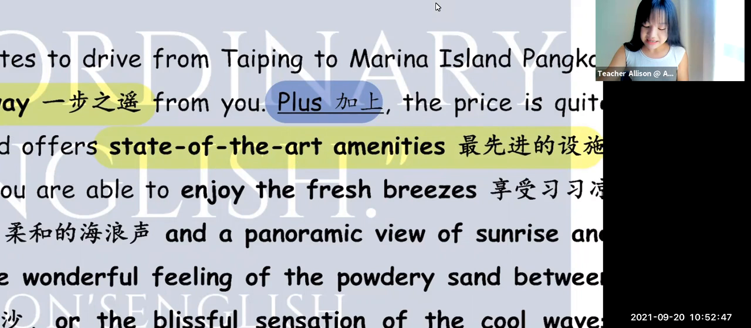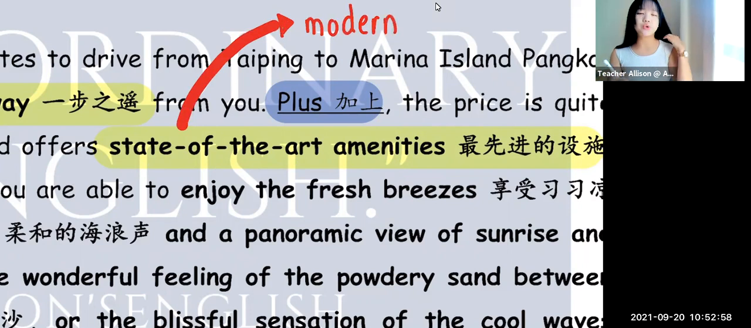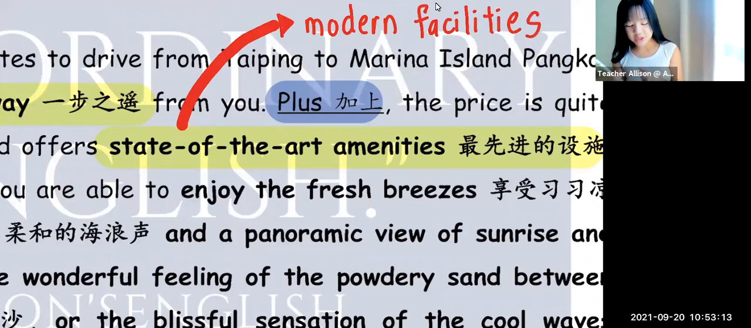Well, state-of-the-art, in simple terms, we called it modern. It's very modern, the entire place. So another word other than modern, you want to use a better phrase, as I mentioned, elite VIP phrases, you could use state-of-the-art amenities. Amenities are basically facilities. So to replace the word modern facilities, you can go the extra mile. You can use state-of-the-art amenities.